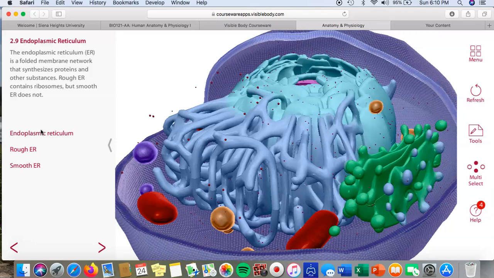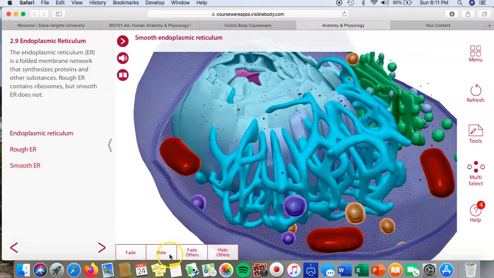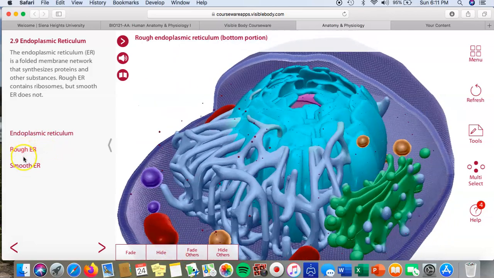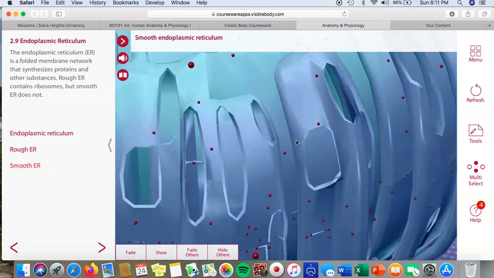The endoplasmic reticulum can exist in 2 forms. The first, let's click on it, is the rough ER. So let's see if I can hide the smooth ER. Here's the rough ER. Okay, here's the rough ER, and if I zoom in, you'll see that the rough ER has these little balls on it, these little studs on it, and those are another type of organelle called ribosomes. Ribosomes are the organelle, like I said before, that serves as a site of protein synthesis.